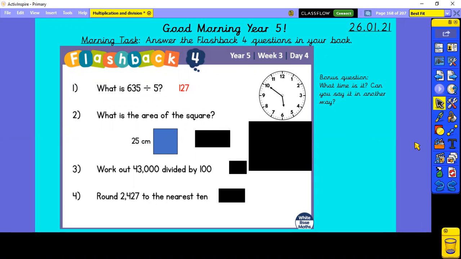Okay, question 2, what is the area of the square? So if you think back to our area and perimeter unit, we know we find the area by multiplying the length and the width. And the key word here is square. So a square's sides are all the same length. So we know here we're going to be doing 25 times 25, and our answer should be 625 centimetres squared. And remember, when we find the area, our answer needs to be squared.